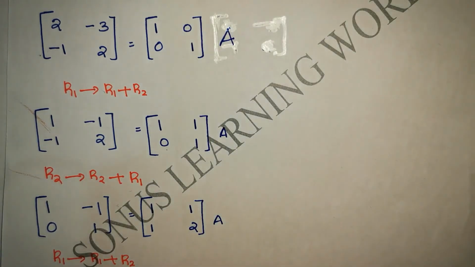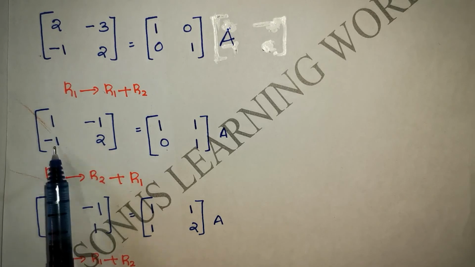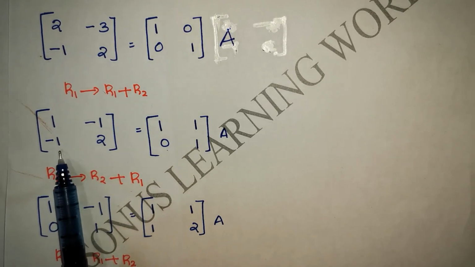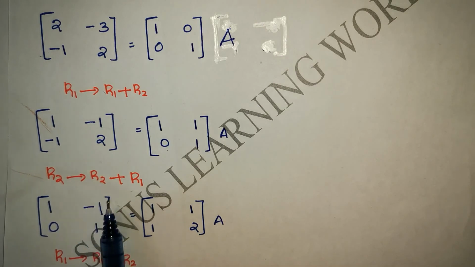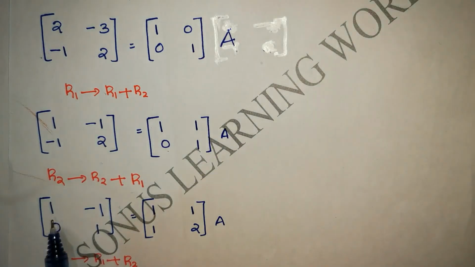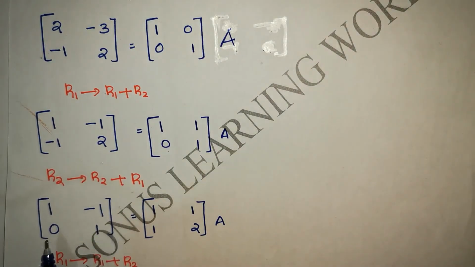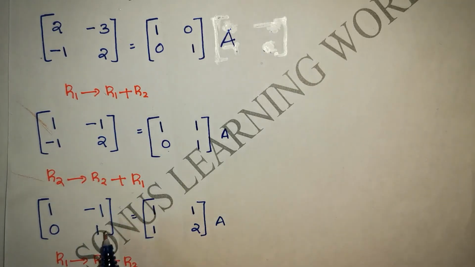Okay, so next what you can do? So here we have to make 0. Okay, for that what can we do? We can add these two elements. Okay, that is we can add R1 and R2. So R2 changes to R2 plus R1. Okay, students. So I am adding these two matrices. First row R1 as it is, R2 0 and 2 minus 1, that is 1. That is equal to 1 1 1 2 into A.